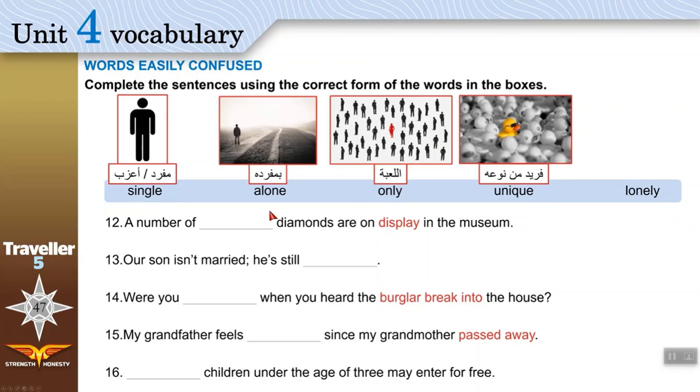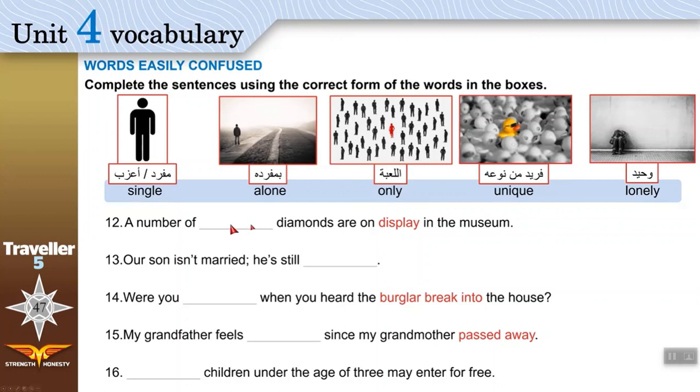Unique means there is nothing like it, one of its kind. Lonely and alone can be confusing, so pay attention to these two words. Lonely is a bad thing. Alone is not a bad thing. Maybe you are happy and you have friends and family, but you are home alone. Nobody's with you at home, but that is not a bad thing. Lonely means you feel sad because maybe you lost someone.